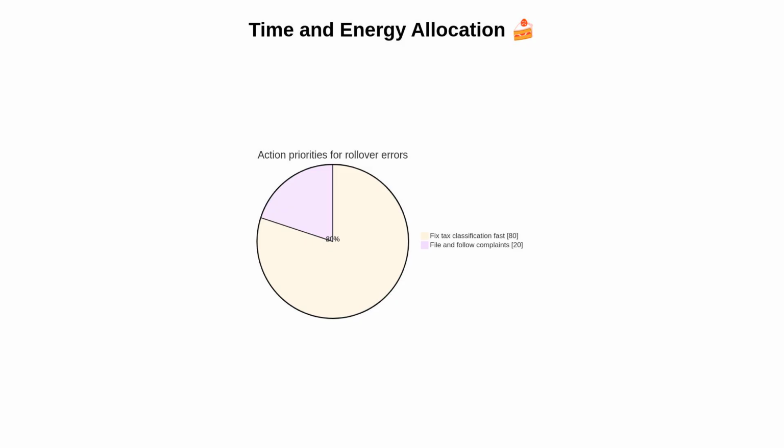This pie chart suggests a practical allocation. Dedicate roughly 80% of your time to fixing the tax classification as quickly as possible, and around 20% to filing and following up on complaints. This reflects the typical payoff profile for most individuals.